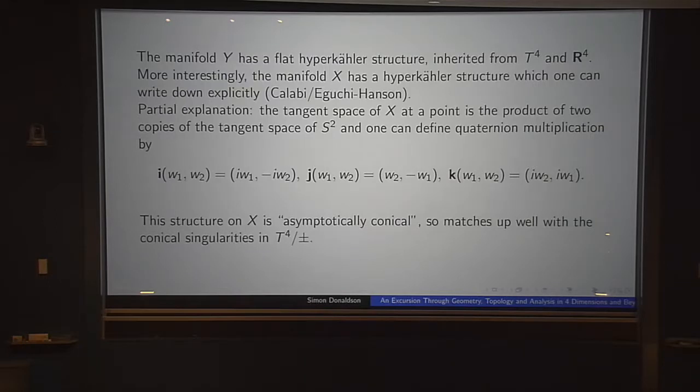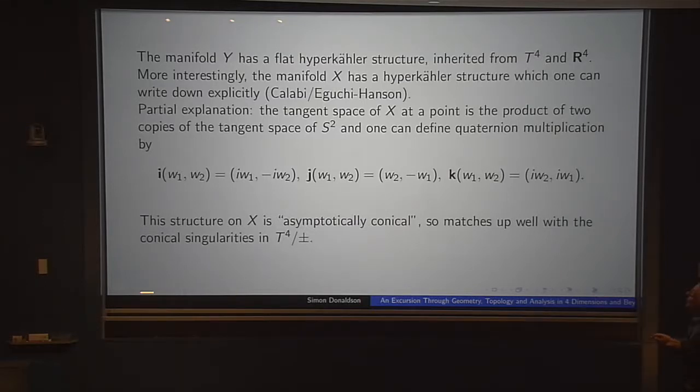But more interesting, the manifold X that we wrote down, that also has a Hyperkähler structure, which one can also give explicit formulae for. This was found by different mathematicians independently, Calabi and Eguchi and Hanson, but maybe Eguchi and Hanson perhaps are physicists. So anyway, a good collection of mathematicians and physicists have discovered this beautiful structure on this manifold X, this Hyperkähler structure.